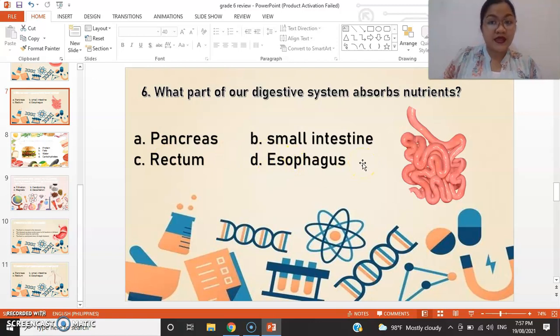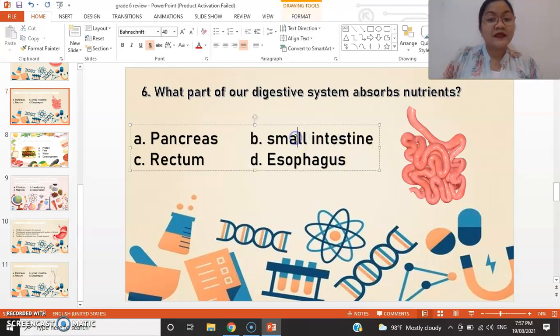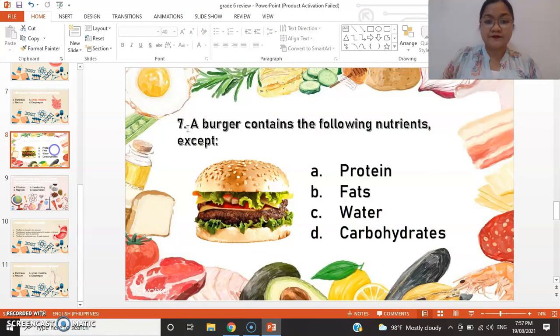What is your answer? 5, 4, 3, 2, 1. The correct answer is letter B. Remember, small intestine absorbs nutrients. Okay, very good.